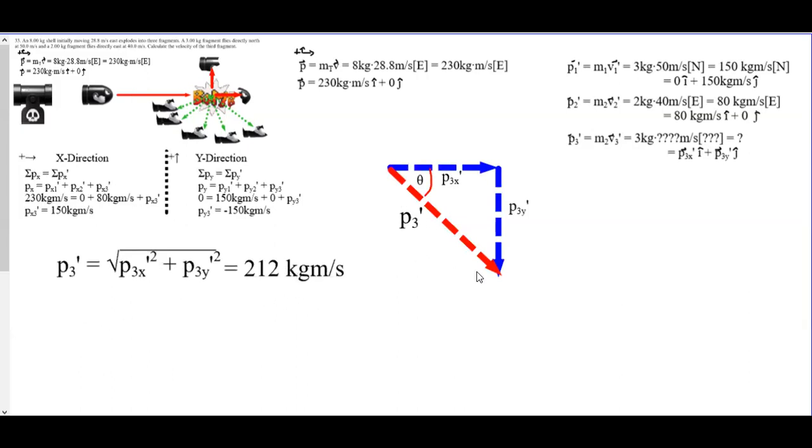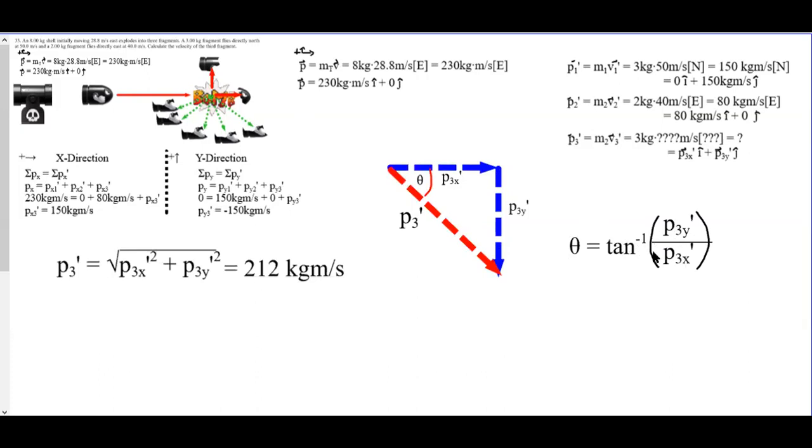So that will just give you the magnitude of my third momentum fragment. From there, you kind of need to know the angle. Now, in this case, you should probably recognize that if you have equal X and Y values, this is going to be a 45-degree angle.